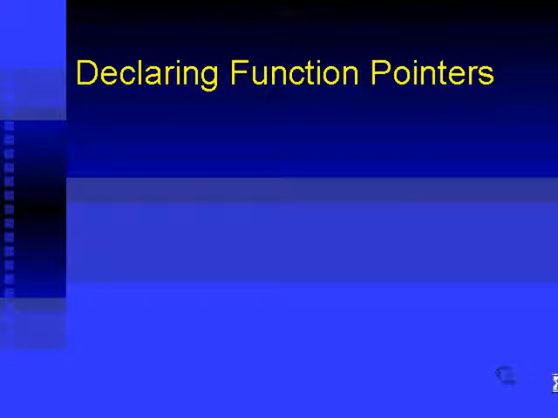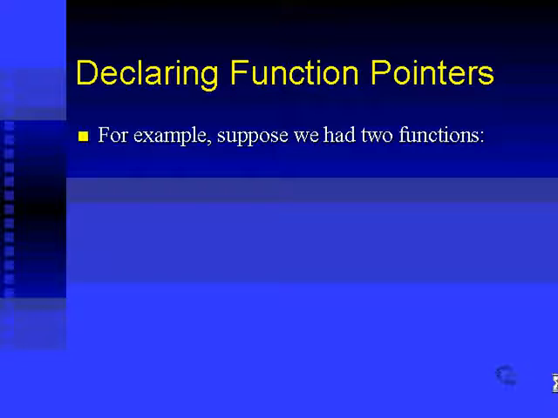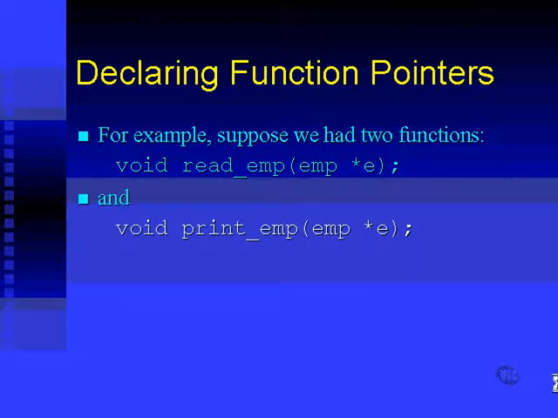Declaring a function pointer. Let's say we have two functions. We're going to use our employee example. Remember our employee structure? We've got one function that reads employees, and we've got another function that prints employees. Notice they're very similar functions. In fact, if you were just to look at the prototype here, the only thing that's different is the name of the function. That's quite handy for us. Anyway, they're both void functions and they both take a single parameter which is a pointer to an emp, which we know happens to be an employee structure.